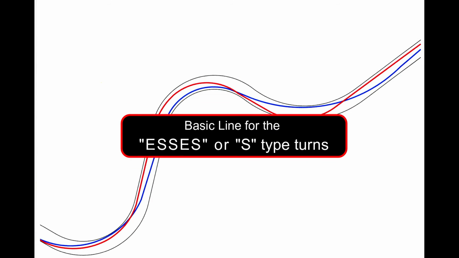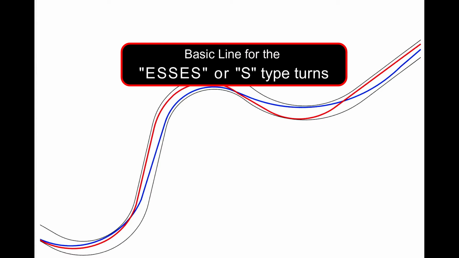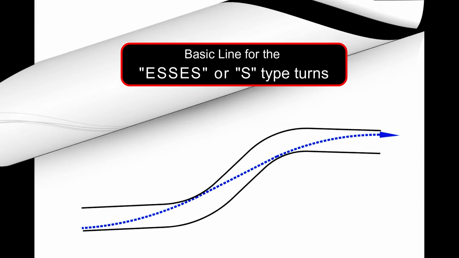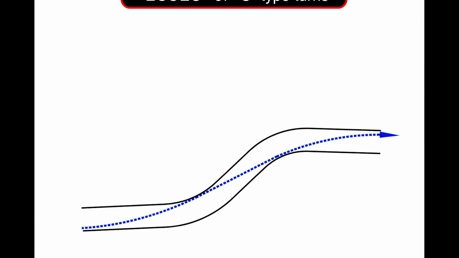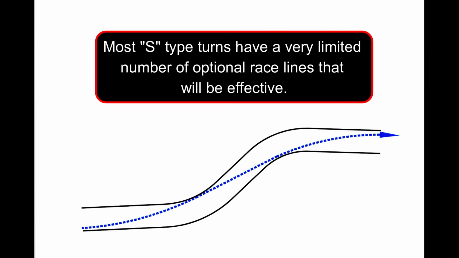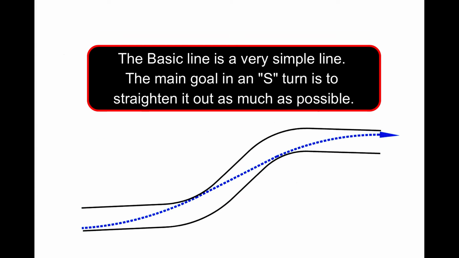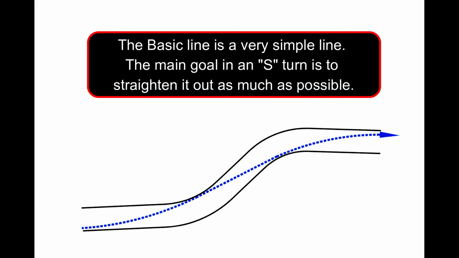Let's look at a couple of different kinds of corners. The basic line for the S's or S-type turn is shown here. Most S turns have a very limited number of optional race lines that will be effective. The basic line is a very simple line. The main goal in an S turn is to straighten it out as much as possible.